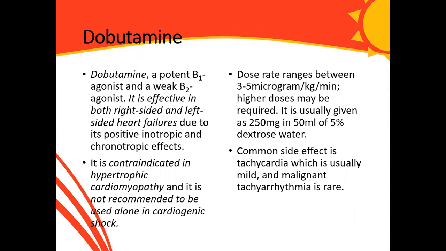Dobutamine is effective in both right-sided and left-sided heart failures because of its positive inotropic and chronotropic effect. It's a potent beta-1 agonist. We also have some weak beta-2 agonist activity. All right. Know that it used to come in handy, especially for low cardiac output state, because it causes increased contractility and increased heart rate. Well, the beauty of it is that it also causes systemic vasodilatation.